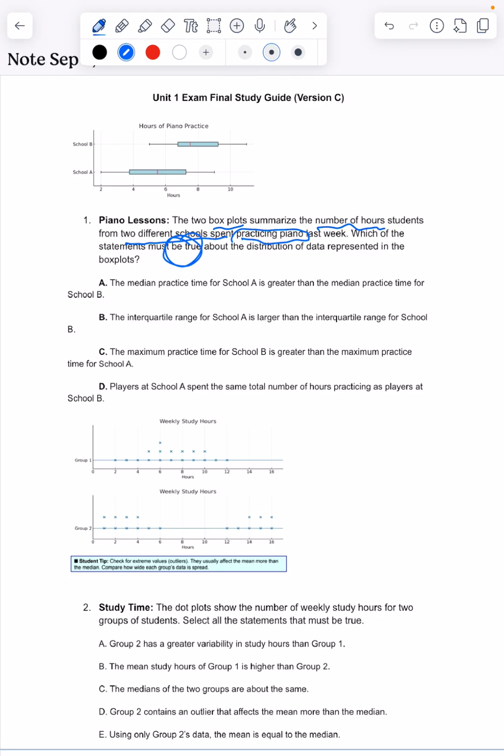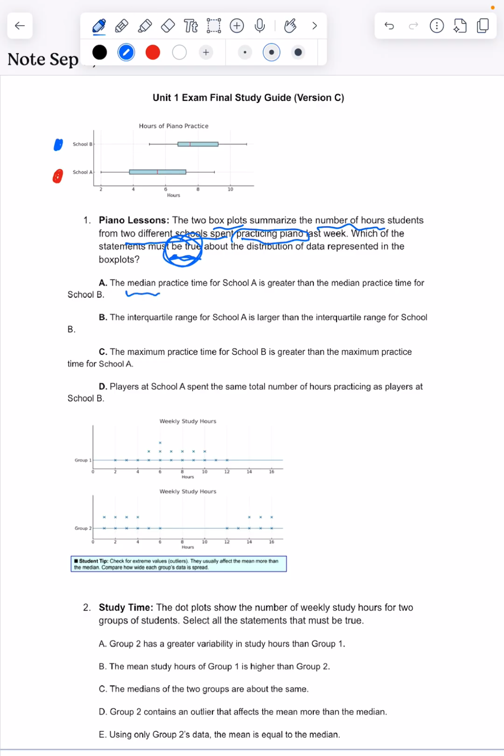So in this case, the first thing I want to do is identify where school A and B are. So this is school B, this is school A, right? So if I'm looking at that, now I could start figuring out what they're asking me as far as the statements. And again, I'm looking at which ones are true. So the first one says the median practice time. So we're looking at the median, right?